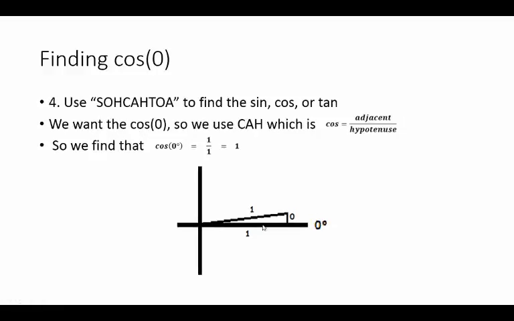Now we use SOHCAHTOA to find our trig identity. So the cosine of 0, in this case, the angle here is 0, will be the adjacent side 1 over the hypotenuse, also 1. So the cosine of 0 is 1.